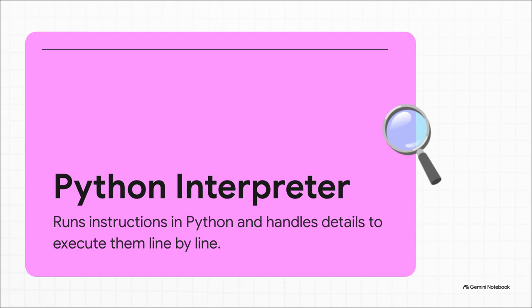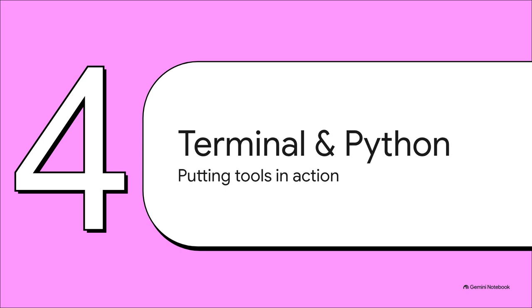And the glue tying your text to the hardware is the Python interpreter. Think back to our cooking analogy for a second. This is the digital version of our diligent assistant chef. It's the software that runs your Python instructions line by line. It validates your text and automatically handles all those microscopic translation details so the physical computer hardware can actually execute your commands. Which brings us to Section 4, Terminal and Python Practice.